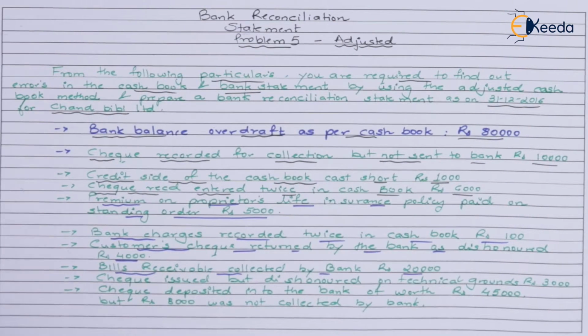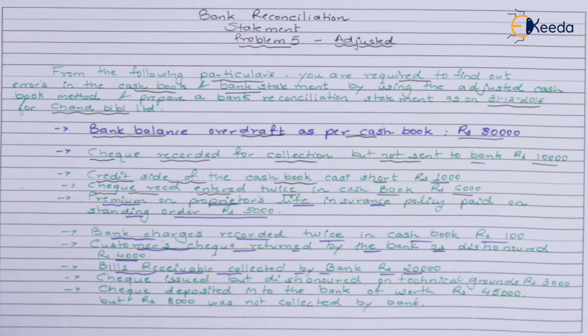Continuation of topic. Let's read out the next transaction. Bills receivable collected by the bank amounts to rupees 20,000. That means 20,000 worth of bills receivable was collected by the bank. That means this is a third party collection already done.